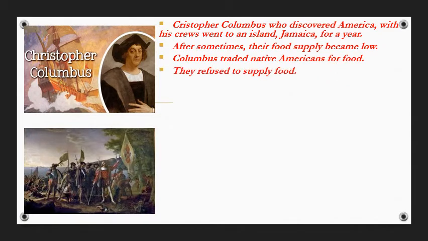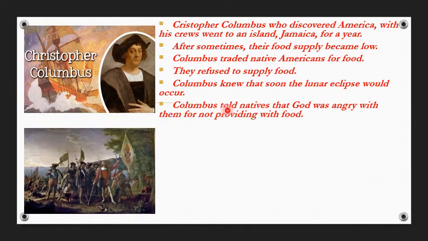But what happens? After some time, Native Americans refused to supply food. They refused to supply food, but Christopher Columbus is intelligent enough to sort out this problem. So what he did further: Christopher Columbus knew that soon a lunar eclipse would happen. We know that in a lunar eclipse the moon gets dark or sometimes disappears. Christopher Columbus knew this because he was intelligent and clever enough. So Columbus told the natives that God was angry with them for not providing them with food.